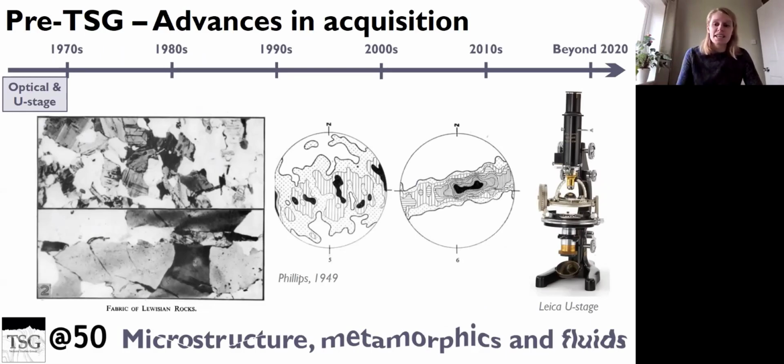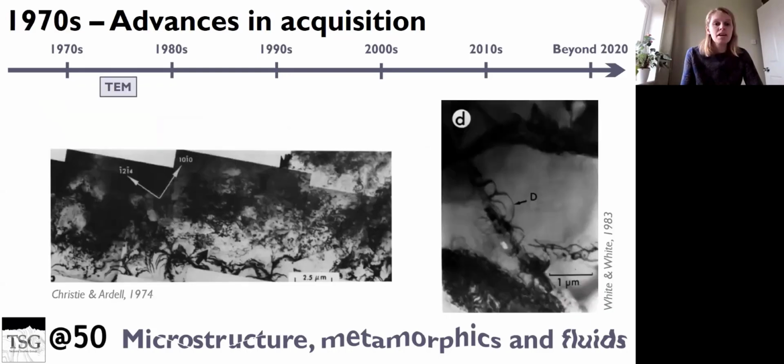So pre-PSG and pre-1970, most microstructural work was conducted by optical microscopy and the use of a U-stage. Electron microscopes were around, but only started to be used extensively for geology in the 60s. The microstructural sessions of the 70s were dominated by TEM, where images showing dislocations like the one on the right by Stan White were described as squiggly black lines on a grey background.